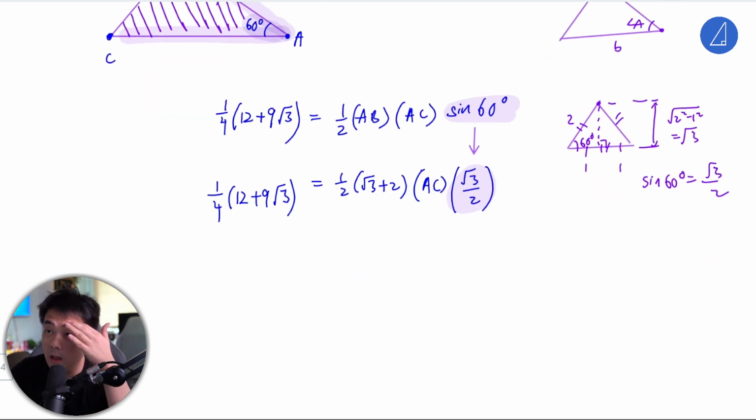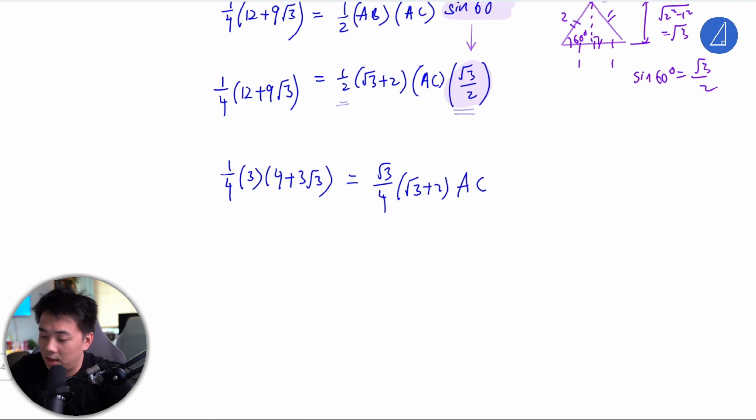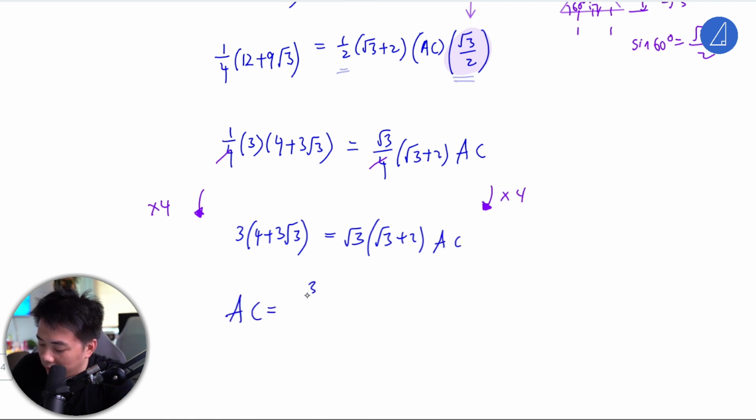Now what I can do is merge half and root 3 over 2. There will be root 3 over 4. So I'm just going to rearrange this a bit. 1/4, maybe I bring out a 3: this is 4 plus 3 root 3. Factorize the 3 out, then that will be 1. This is root 3 over 4. I try not to expand it first. Then I multiply by 4 on both sides to cancel this off. What we get is 3 (4 plus 3 root 3) equals root 3 plus 2 times AC. So AC is just 3 (4 plus 3 root 3) over root 3 plus 2.